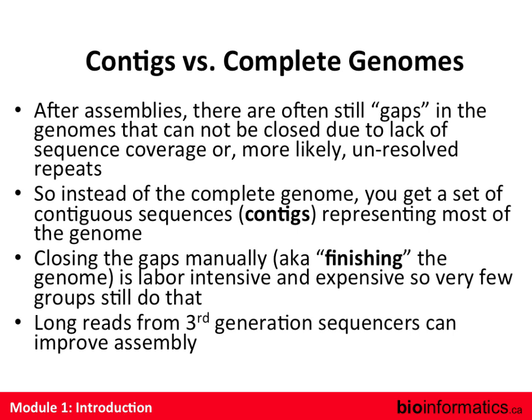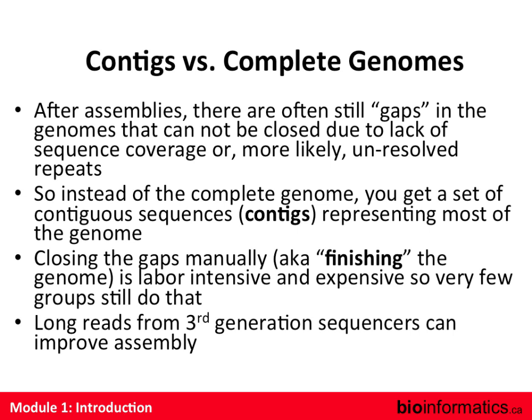After assembly, there are often still gaps in the genome that cannot be closed due to lack of sequencing coverage, or more likely due to unresolved repeats. Typically 16S, as an example, is not properly assembled when you just do an automated whole genome assembly. So instead of a complete genome, you get a set of contiguous sequences, or contigs, that represent most of the genome but might miss certain regions.